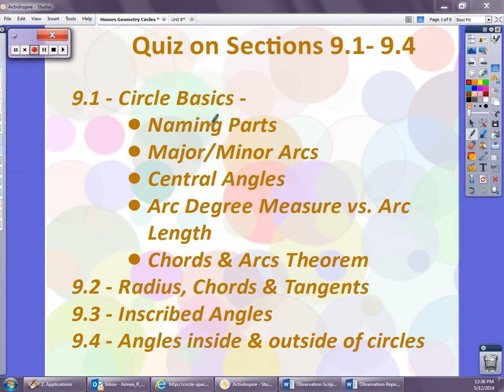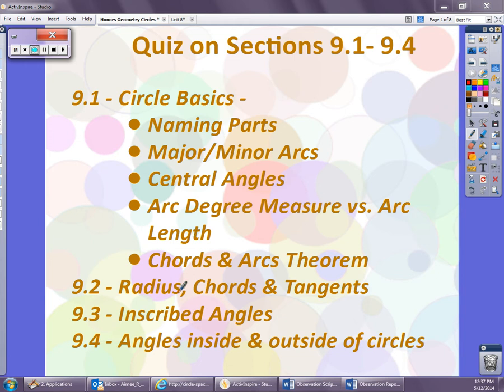Alright, so we are going to have a quiz tomorrow on sections 9.1 through 9.4 in your textbook. This is all about circles. It starts with section 9.1, which covers circle basics: naming parts, major and minor arcs, central angles being congruent to the intercepted arc, degree measure versus arc length, and the chords and arcs theorem. All of those things are going to be a part of your quiz tomorrow.